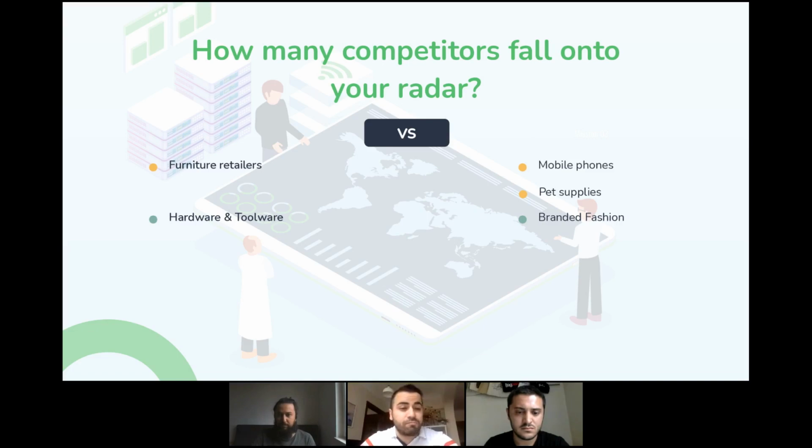So if I were to make a conclusion out of this, let's say I'm a small retailer in one of these industries, furniture or hardware toolware, then I might need to do many other things besides adjusting my pricing. On the other hand, if I'm a small retailer in mobile phone, pet supplies industry, or branded fashion sector, then utilizing dynamic pricing to the fullest extent can make quite a difference, and that gives me the chance to beat the giants in the market actually.